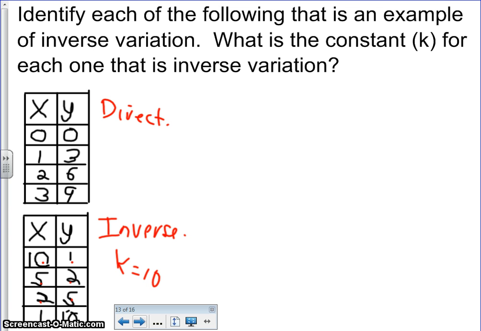It goes through the origin, and you always multiply the x times the same number to get the y. 1 times 3 is 3, 2 times 3 is 6, 3 times 3 is 9. So this is in the form y equals kx. That's direct variation, and k was 3 for this one. I didn't write the equation of the bottom one, but in each case, x times y was equal to 10 for the bottom one. So there's direct and inverse in a nutshell.